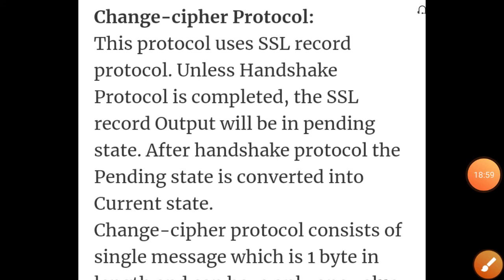The next protocol is the change cipher protocol, the SSL change cipher protocol. So what does this protocol do? This protocol uses the SSL record protocol only. Unless the handshake protocol is completed, the SSL record output will be in pending state. Once the handshake protocol is completed, the pending state is converted into the current state.